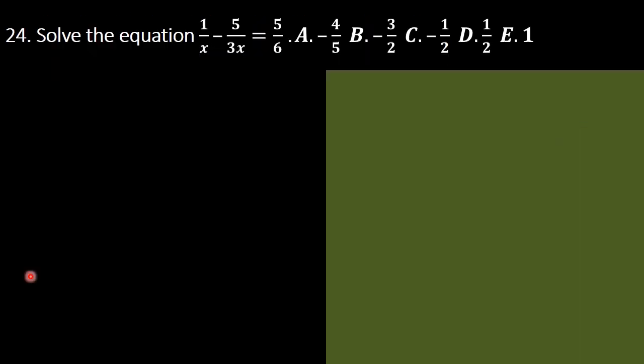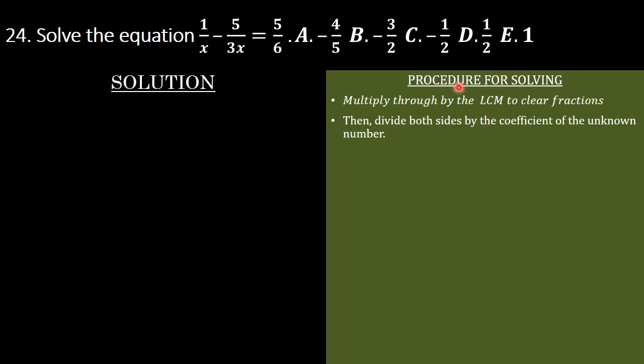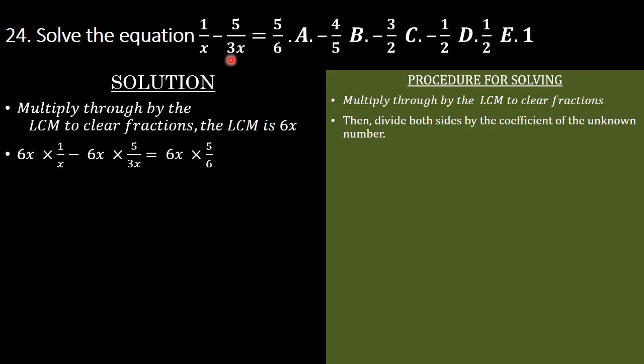Question 24. Solve the equation 1 over x minus 5 over 3x is equals to 5 over 6. Here is the procedure for solving this. Multiply through by the LCM to clear fractions. Then divide both sides by the coefficient of the unknown number. Let's check the solution. The first step here is to multiply through by the LCM to clear the fraction. The LCM of the denominator is 6x. Let's multiply through by 6x.